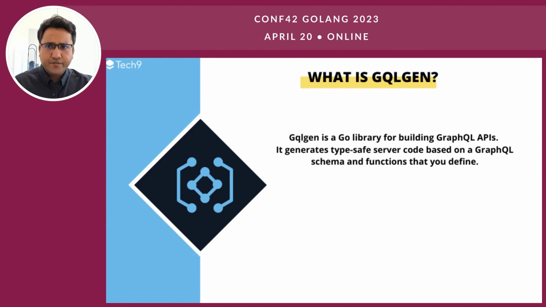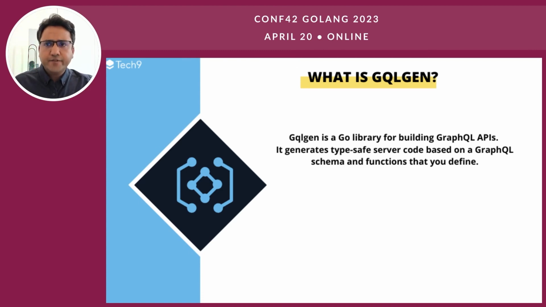Now, what is gqlgen? gqlgen is a Go library for building a GraphQL API. It generates Go server code based on the GraphQL schema and resolver functions that you define. So we talked about the schema. Resolver is nothing but the function which is getting executed and is going to either update the data or get the data. With gqlgen, you can define your GraphQL schema in the GraphQL schema language, and gqlgen generates Go code for your server that handles the queries and mutations. This eliminates the need for manually parsing incoming requests and serializing outgoing responses. gqlgen is built with performance in mind and uses code generation to produce efficient and type-safe code.